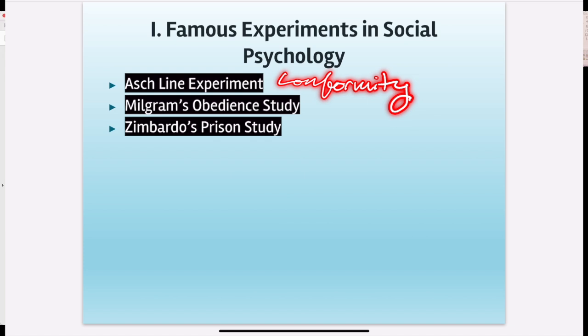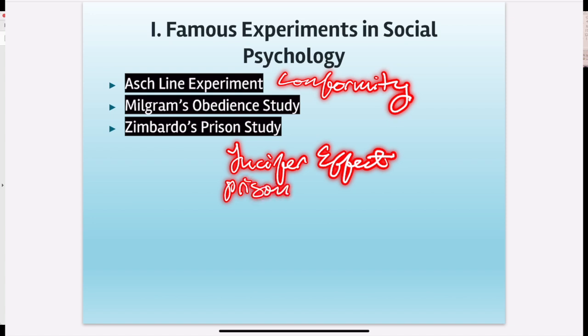Milgram's obedience study, which shows how far people are willing to go to respond to an authority figure, even if what they're doing is wrong. And Zimbardo's prison study, which there's even a movie made about in 2015, where a bunch of college students were given the role of either prisoner or prison guard, and then things got real messed up real fast. Okay, so we're going to talk about each of these individually.